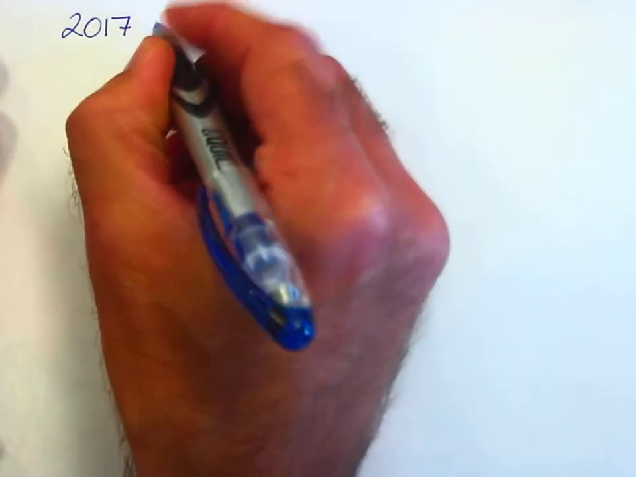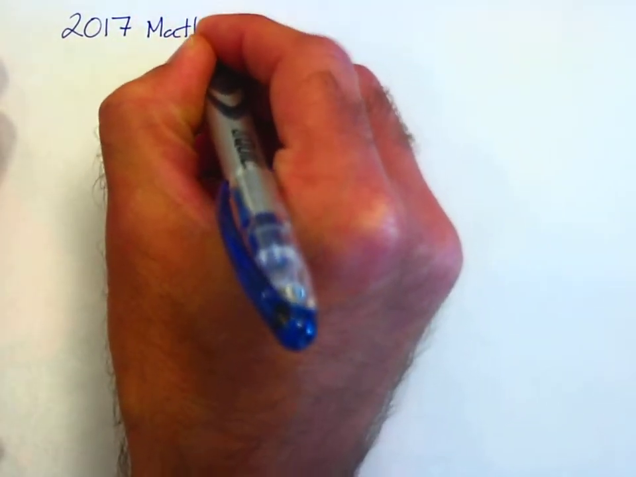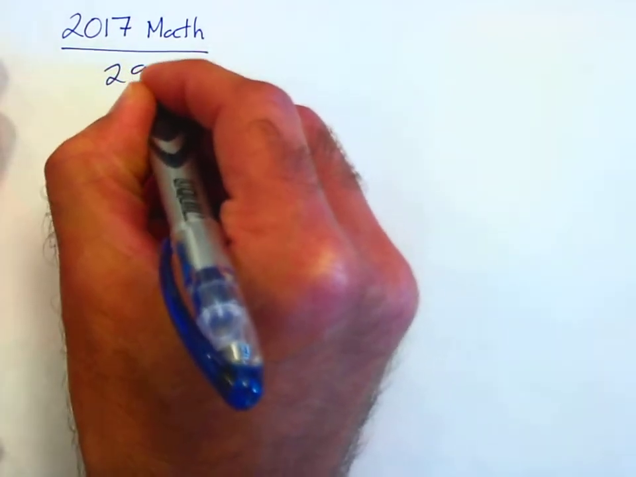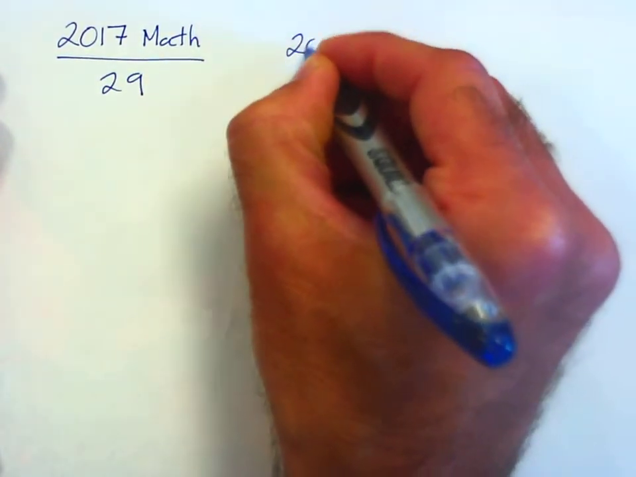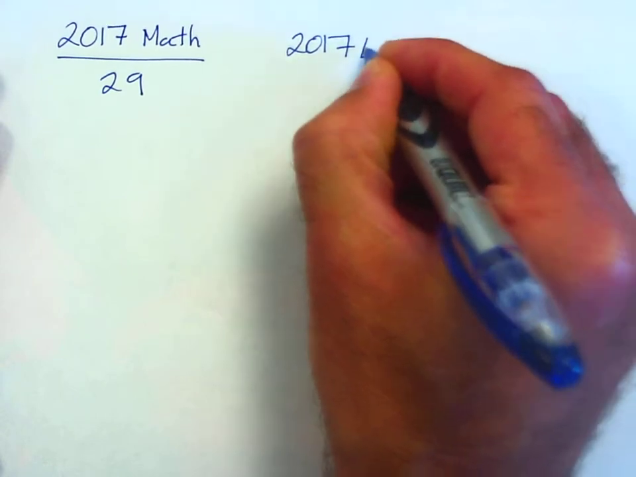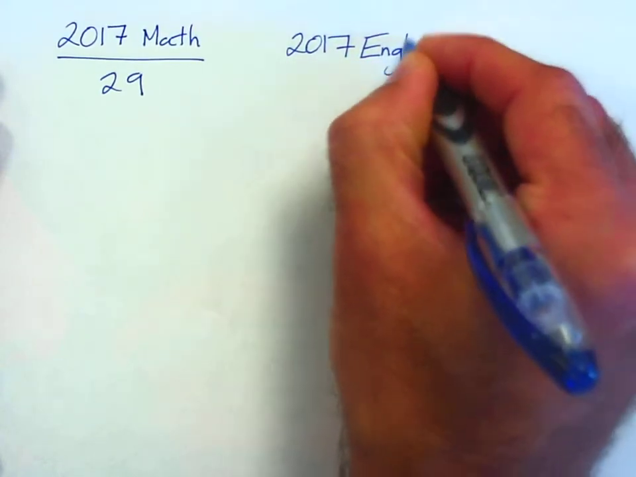A z-score is a really simple tool for making a comparison. In our 2017 class data, we had 2017 math class sizes. We had a math class size of 29. And we also in 2017 had an English class of size 29.